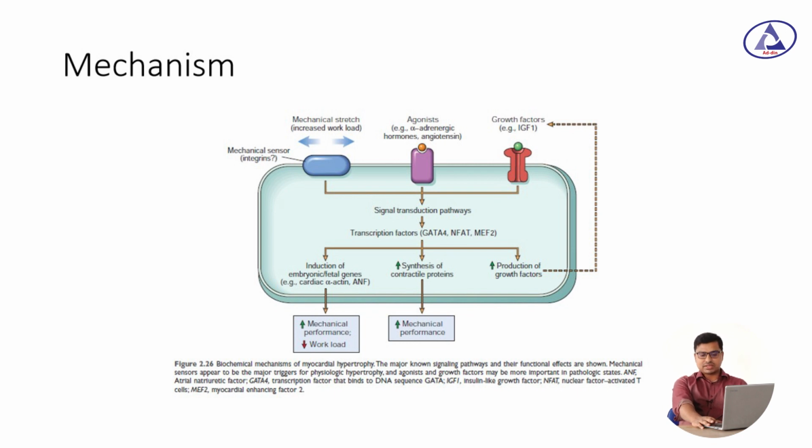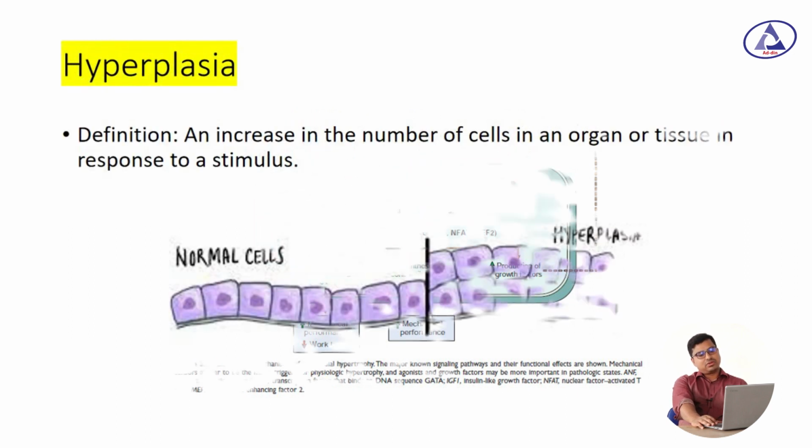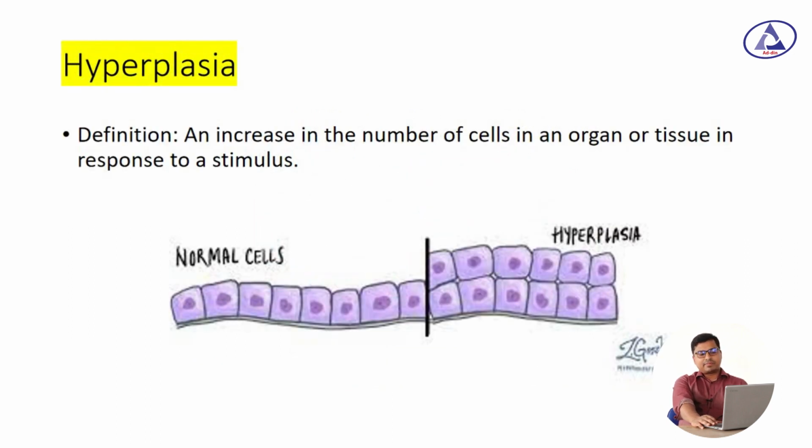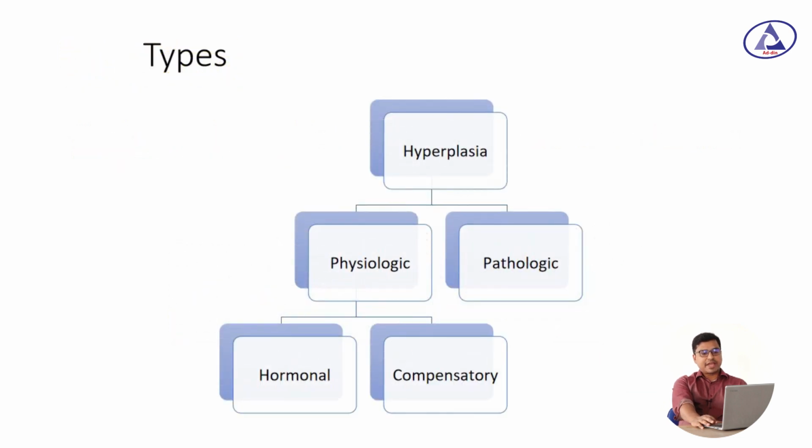How hypertrophy occurs. Now the definition of hyperplasia: an increase in the number of cells in an organ or tissue in response to a stimulus. The picture shows the normal cells and hyperplasia. Here the number of cells is increased. Types of hyperplasia: two types, physiologic and pathologic. Physiologic types are further classified into hormonal and compensatory.